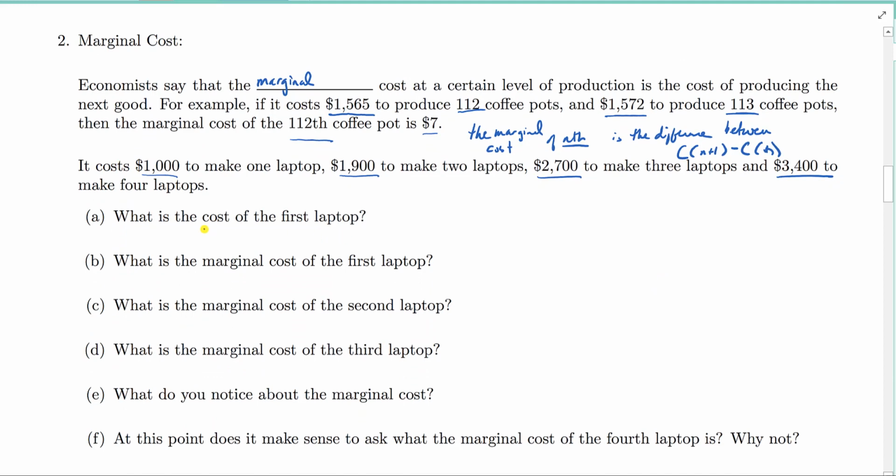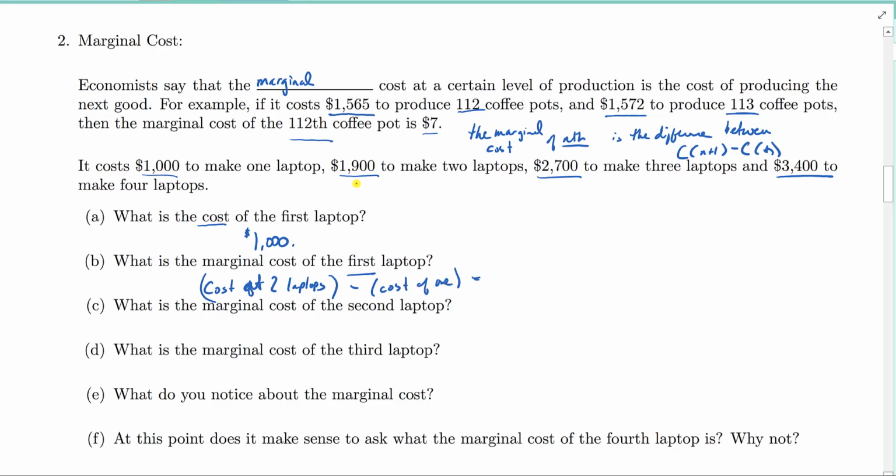Now careful here. Here I'm just simply asking you for cost, not marginal cost, as I am in the next question. So the cost of the first laptop was given to us as just $1,000. When I ask the question, what's the marginal cost of the first laptop, I'm going to take the cost of the second, or cost of making two, or cost at two, and subtract from that the cost at a production level of 1.